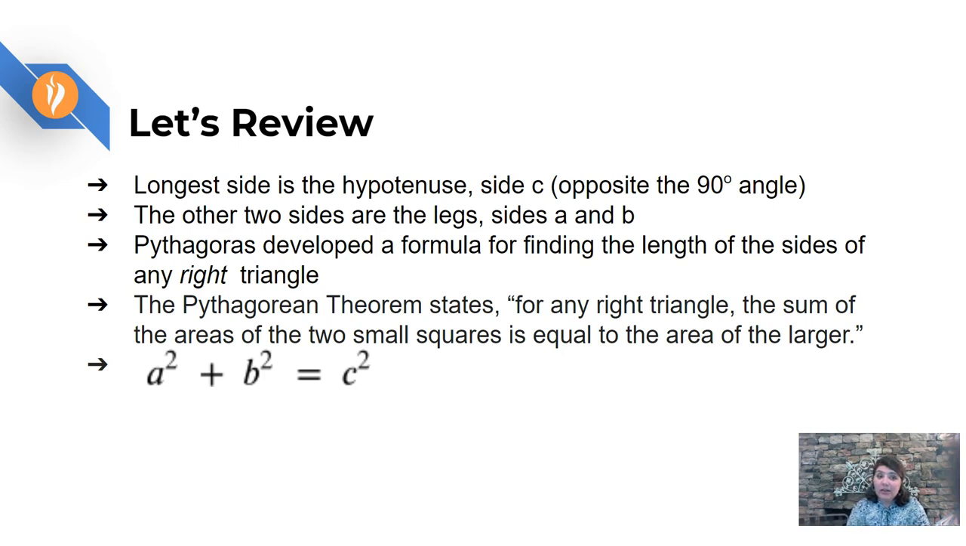Pythagoras developed a formula for finding the length of the sides of any right triangle, and the Pythagorean theorem states, for any right triangle, the sum of the areas of the two small squares is equal to the area of the larger. So that means if I add the squares sitting on the two legs together, I will reach the square from the hypotenuse, right? Not the side lengths, but the area of the squares sitting on the side lengths. And we know the Pythagorean theorem as a squared plus b squared equals c squared. We talked a little about how it might be leg squared plus leg squared because they're interchangeable, right? But the c always has to be the hypotenuse, and it's always the longest side.